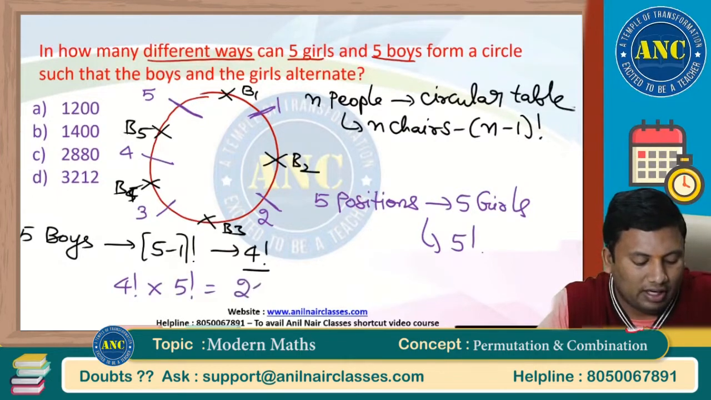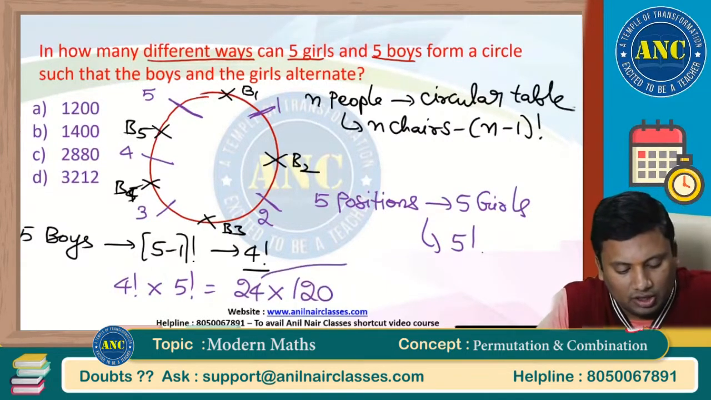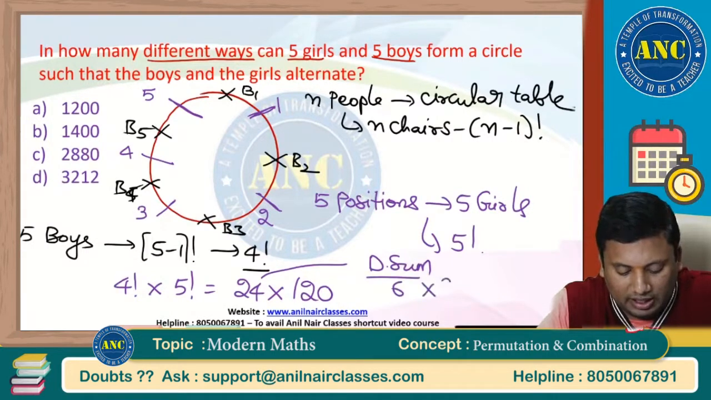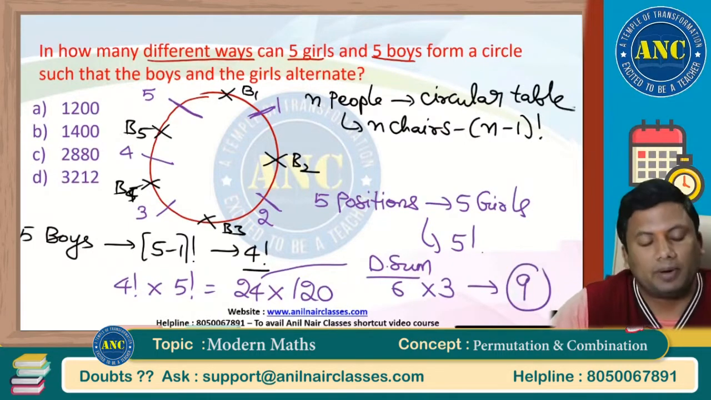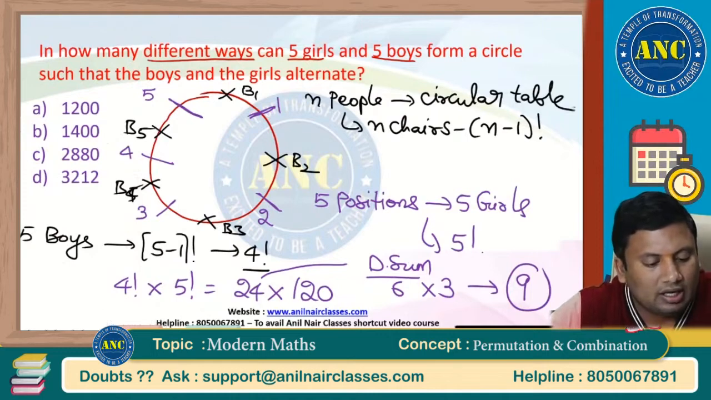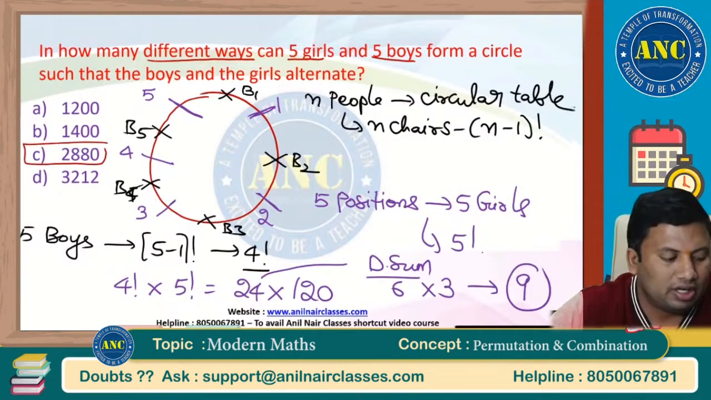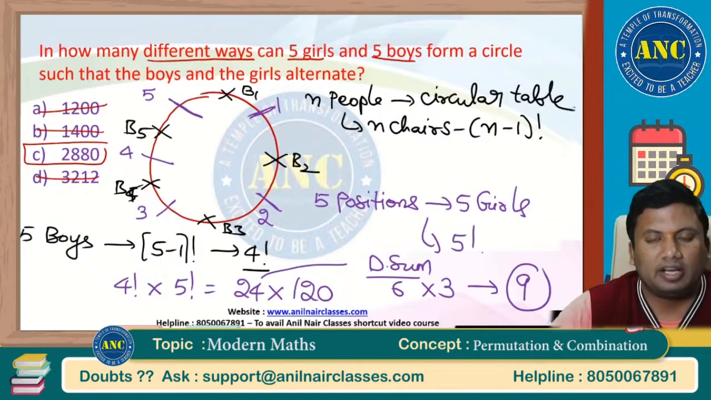4 factorial is 24. 5 factorial is 120. 24 digital sum is 6. 120 digital sum is 3. 6 threes are 18, and 1 plus 8 is 9. Answer digital sum should be 9. The answer is 2880, digital sum is 9. These digital sums are 3, 5, and 8.